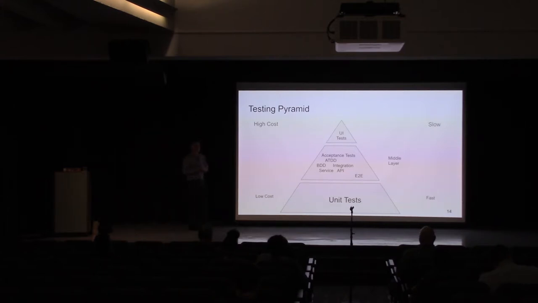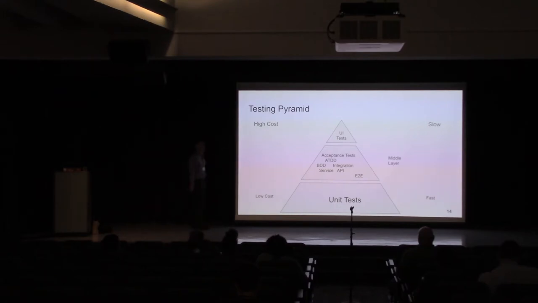Test-driven development is not the whole story. If you look up the testing pyramid, there are lots of people who've written about it. It just means that there are different levels of testing that take different amounts of effort. The reason that unit tests are so good is because they're low cost to develop and they're fast to execute.